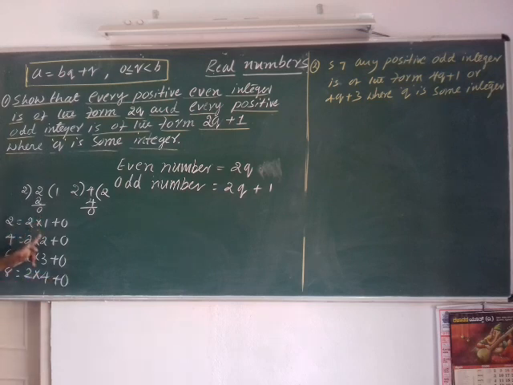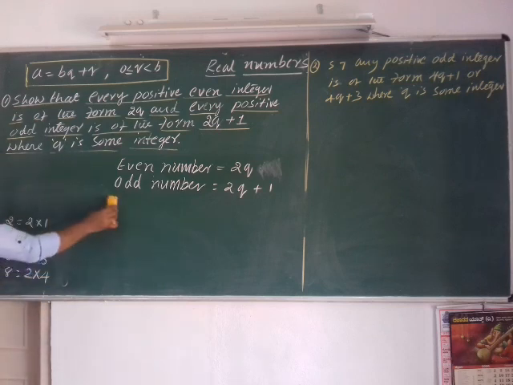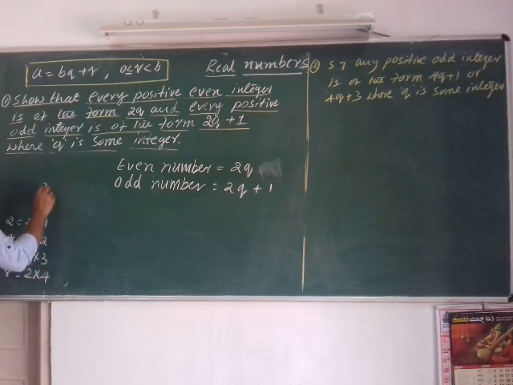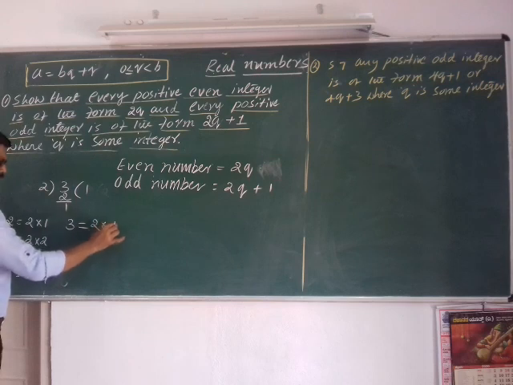For some integer q, it depends on the number you are going to take. See, observe the pattern. Even numbers are of the form 2q. No need to write 0 here. So they are of the form 2q. Let me divide the odd integer by 2. So let me divide 3 by 2. 2 ones are 2. Leave the remainder 1. So 3 is equal to, dividend is equal to divisor into quotient plus remainder.